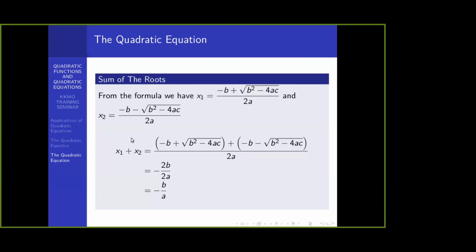Now, when you add these two roots and simplify, you end up with this relationship: the sum of the roots will be equal to minus b over a. So this will always be true. The sum of the roots will always be equal to minus b over a. You can easily see this by just adding the roots obtained from the quadratic formula and simplifying to end up with this quantity.